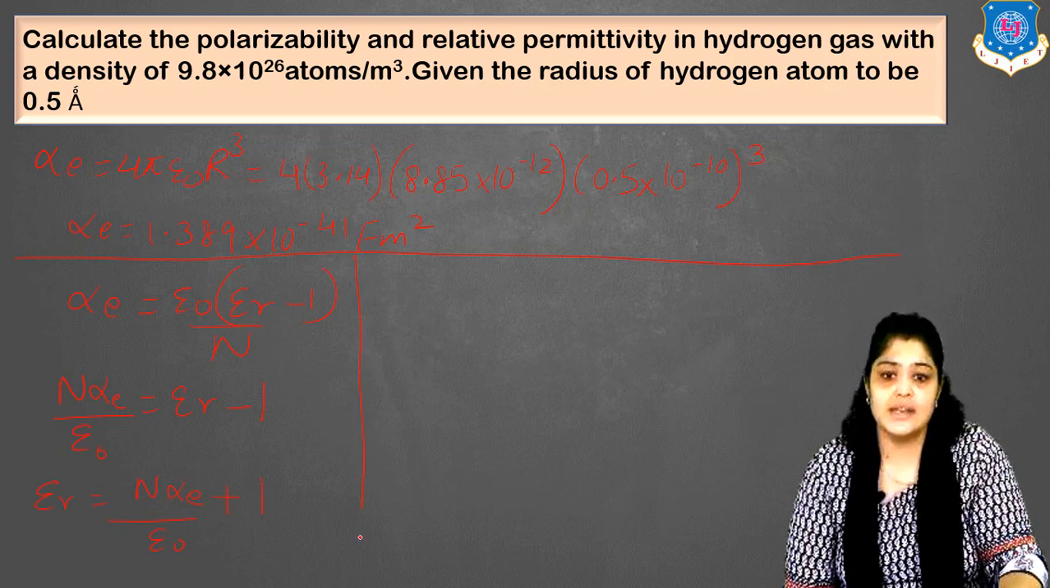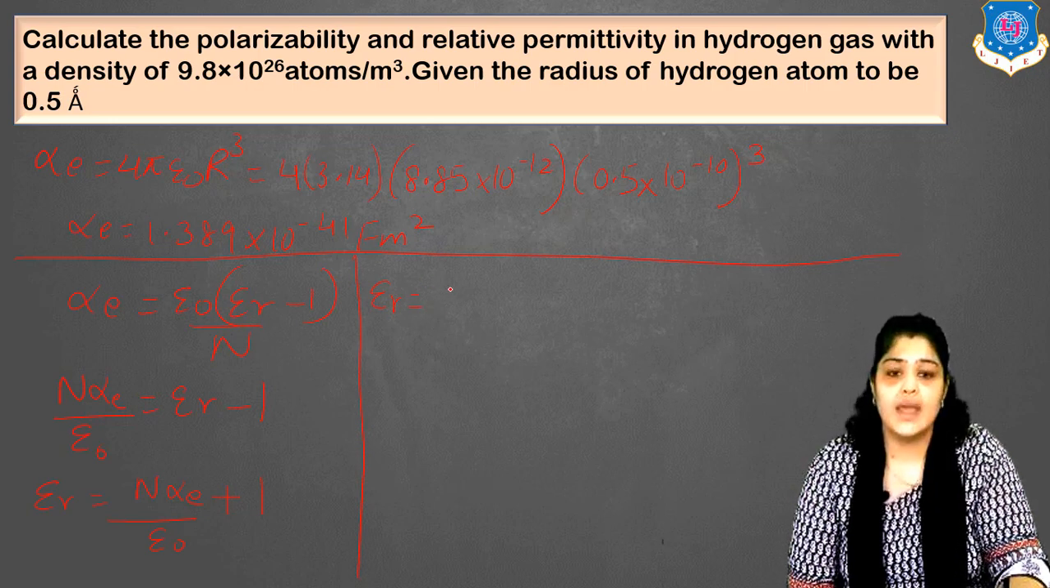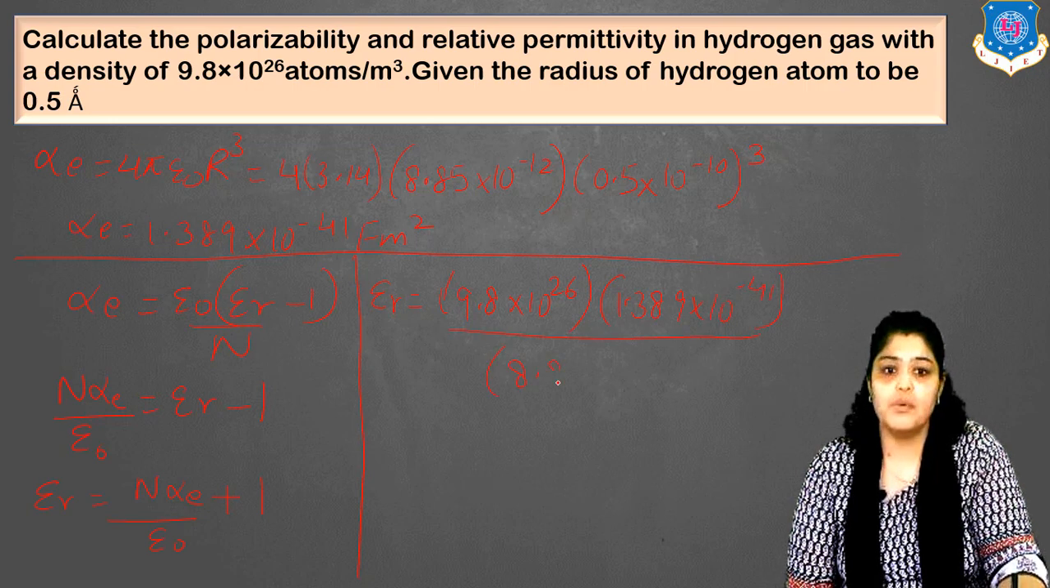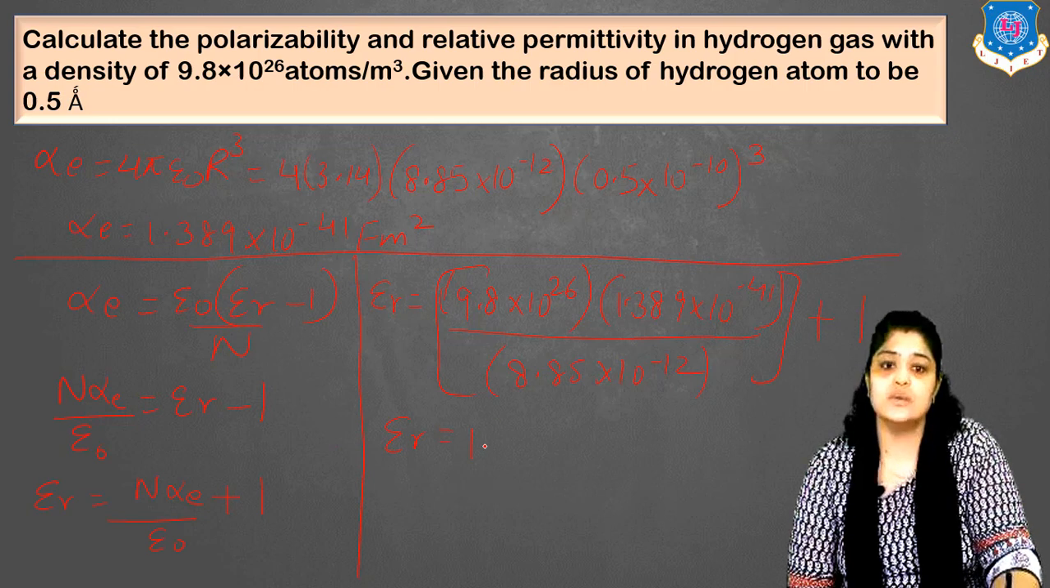So this can be written as epsilon R is equal to, I have N alpha E. What is N? It is 9.8 into 10 raised to 26. Alpha E I have derived as 1.389 into 10 raised to minus 41, upon epsilon naught, that is 8.85 into 10 raised to minus 12. So you have to solve this first and then you have to add 1. Please do not forget to add the 1 here, otherwise the answer won't be correct.